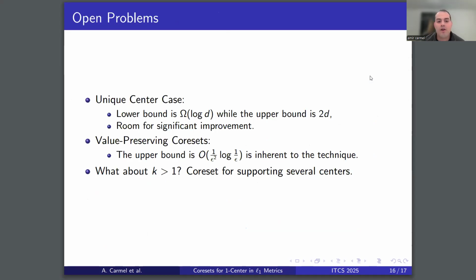We still have open problems left. For the unique center case, there is an exponential gap between the lower bound and the upper bound. So there is significant room for improvement. For the value preserving coresets, the bound is inherent to the technique. So maybe using a different technique, we can get a much smaller bound.